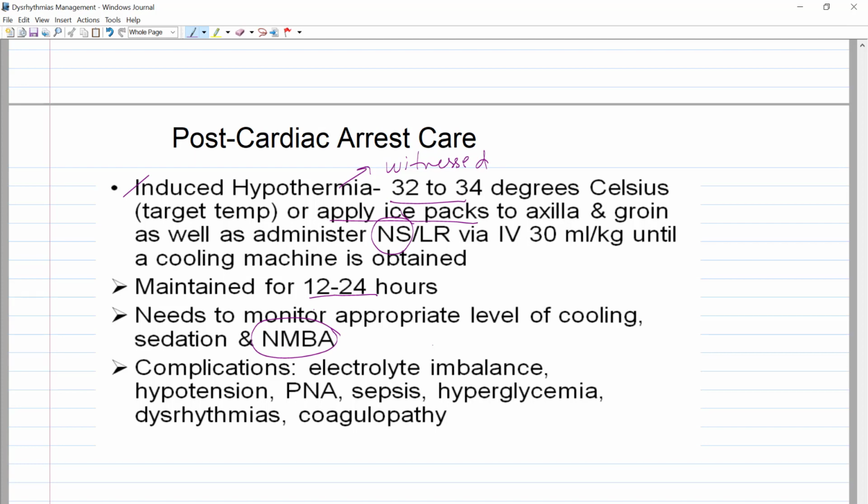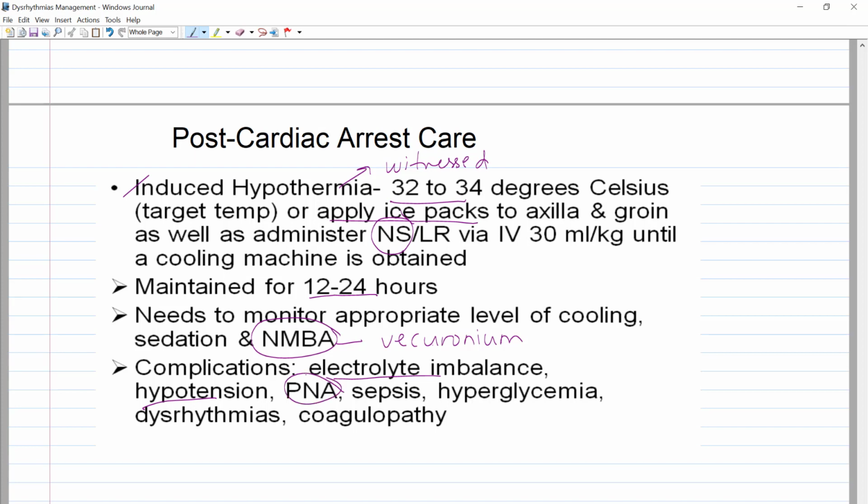So for example, the most commonly used is vecuronium. And for sure you heard about this already in pharm. Now, the problem with induced hypothermia is that there are some complications you have to watch for. You will see some electrolyte imbalances, hypotension, even pneumonia.